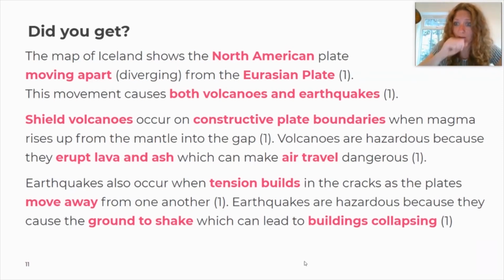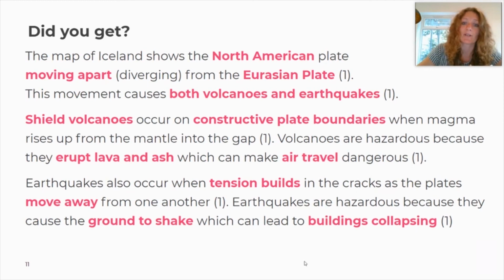Okay, so that was a big question. Let's go through the answer. Now, I think it would be really important if you had a highlighter or a different color here so that we can start to highlight some of the key terms in this answer so that you can see where you would have got the marks. So the map of Iceland shows the North American plate moving apart, and then I've shown off and I've written the word diverging, you don't need that, from the Eurasian plate. Now that would give you 1 mark. And the reason you get the mark is because you've referred to the map, which you were told to do in the question. And then this movement causes both volcanoes and earthquakes.